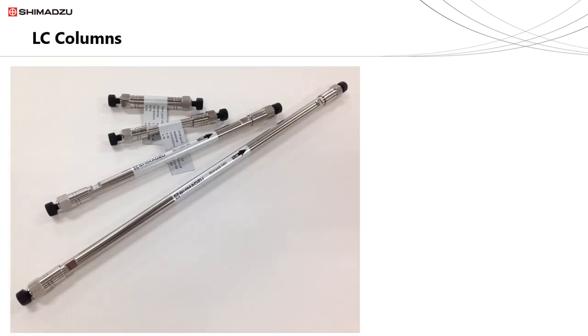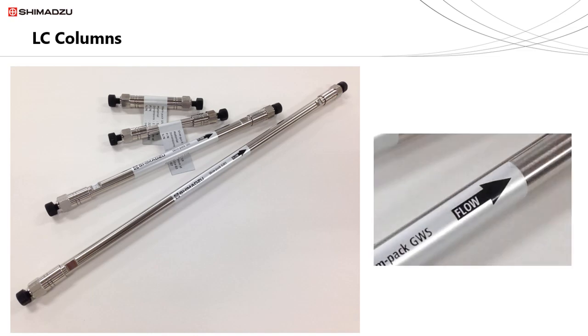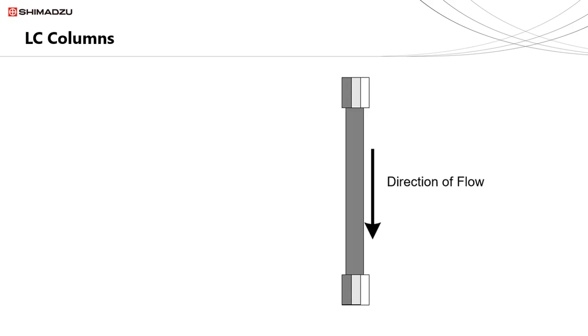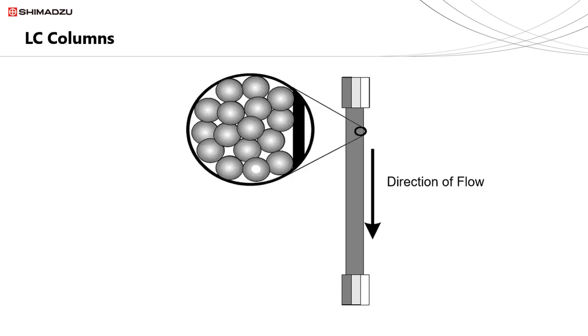HPLC columns are packed with small particles, but they are always plumbed into the instrument in a certain direction to allow the flow through the column. This is always indicated on the outside of the column. The inside of the column is packed with particles, most commonly silica. These particles in modern columns are spherical and uniform. The diameter of these particles is represented within the numbers on the outside of the column.